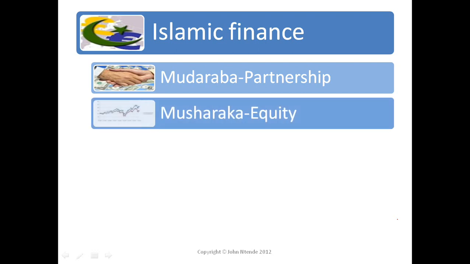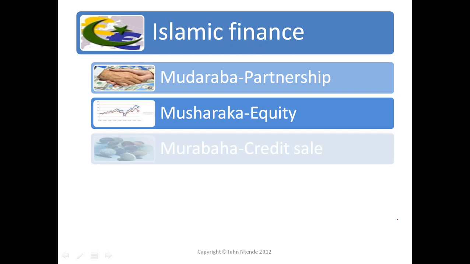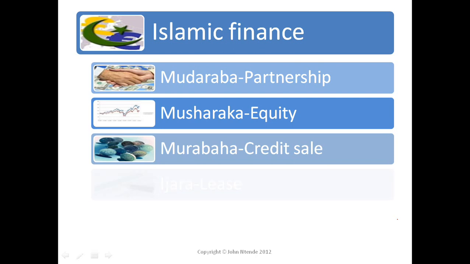There's something called Musharaka, which is a form of equity where both parties bring capital and expertise and share in the profit and loss. There's something called the Murabaha. The Murabaha is simply a credit sale, so you buy goods now and then pay for them later. However, the product involved must not be prohibited by Sharia law, so it can't be anything like alcohol or drugs.